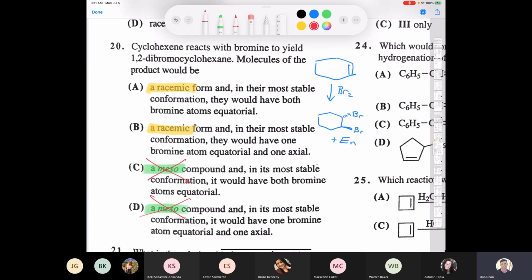Okay, now let's focus our attention on A and B. It says racemic, and in the most stable conformation, I'm reading here, they would have both bromine atoms equatorial. And then the next one says racemic, and in the most stable conformation would have one bromine axial and one bromine equatorial. Could anybody tell me which one of these would be a better answer? Would it be A or B?